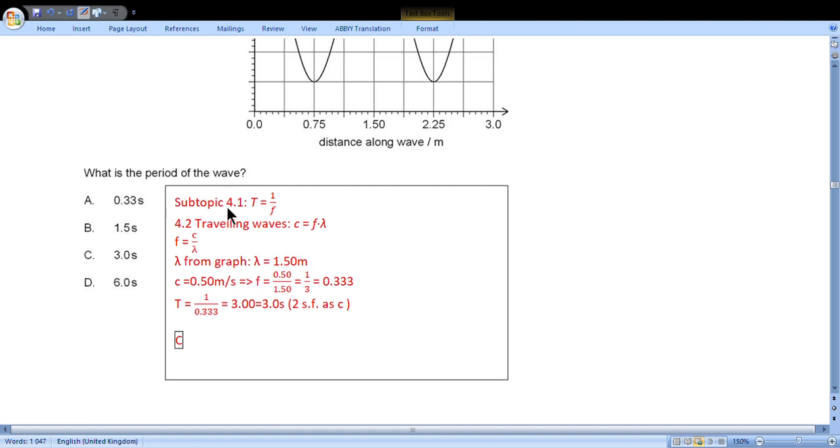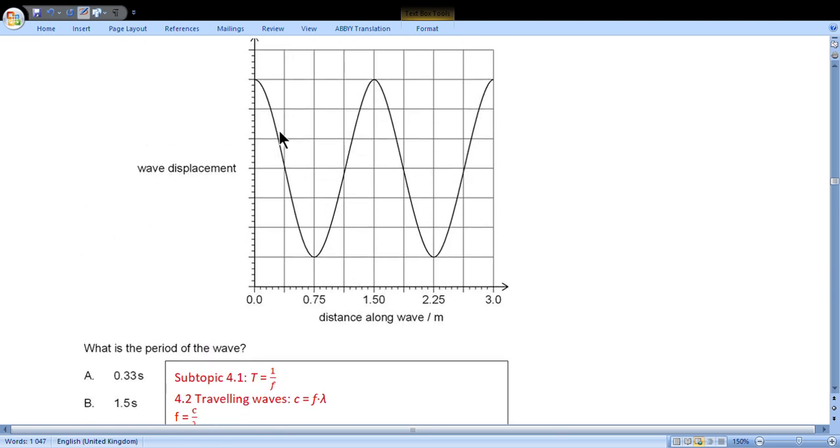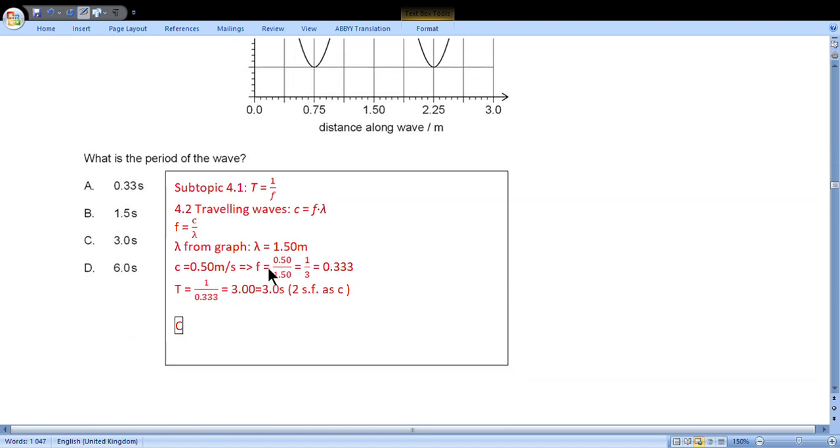What else? Subtopic 4.1 gives us period equals 1 over frequency. 4.2 gives us wave equation from which we can find frequency. Frequency equals speed by lambda. Lambda from graph is 150. It is distance between maximums or minimums. So speed is given, so we find first frequency, and then 1 over frequency gives us 3.0 seconds, which is C.